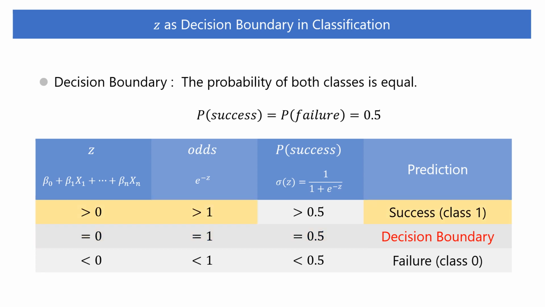A positive z indicates odds greater than 1, favoring success, while a negative z indicates odds less than 1, favoring failure. For a given set of predictor values, if the z is greater than 0, the model predicts the outcome as class 1. If z is less than 0, it predicts class 0.